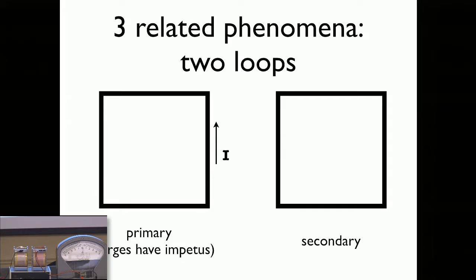We'll set up a primary and a secondary. The primary has current flowing in it, that is, charges with impetus that are flowing in the wire. And there are three different things that you can do to induce current to flow in the secondary. We're going to demonstrate that here in a second, but first I'm going to sketch them here for you.